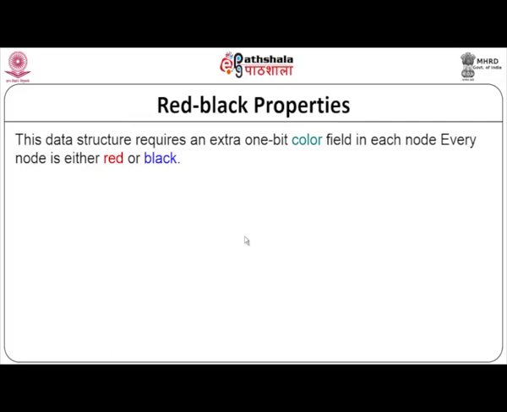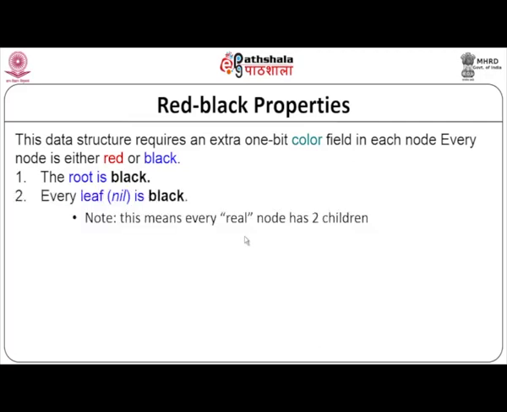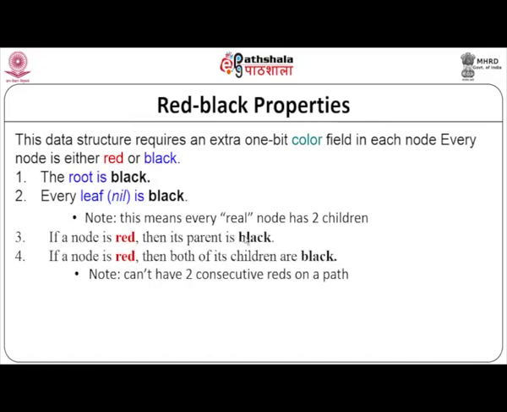You have to understand these red black properties well in order to understand red black trees. So, the data structure requires an extra 1 bit color field in each node. So, as we have already discussed, every node is either red or black. Okay. Now, let us look at the properties. One is that the root is black. Okay. Then every leaf is also black. So, that means every real node will have 2 children, null children, and those null children will be black.